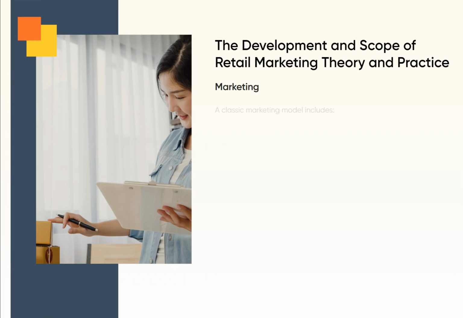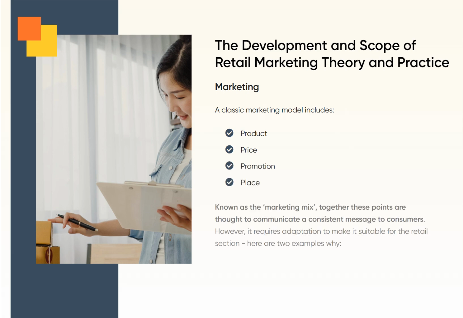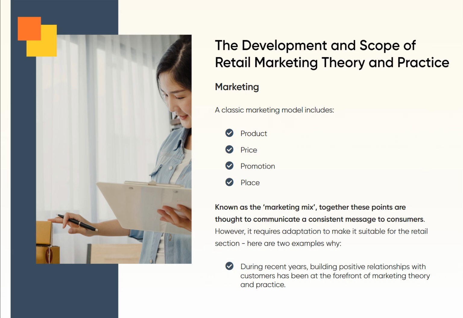Marketing. A classic marketing model includes product, price, promotion, place. Known as the marketing mix, together these points are thought to communicate a consistent message to consumers. However, it requires adaptation to make it suitable for the retail sector. Here are two examples why. During recent years, building positive relationships with customers has been at the forefront of marketing theory and practice.